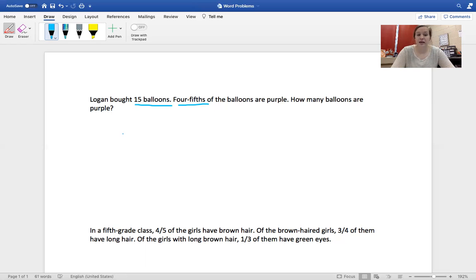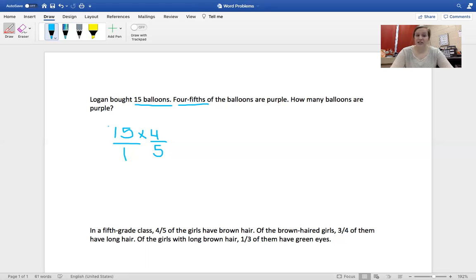So we know this is a multiplication problem, and I know how to write the number 15, right? And I'm going to multiply it by 4/5. Well, 4/5 is just 4 over 5. So in order to solve and find out how many of the balloons are purple, I'm going to have 15 times 4/5, which means that I have to put my 15 over 1 in order to solve this problem.